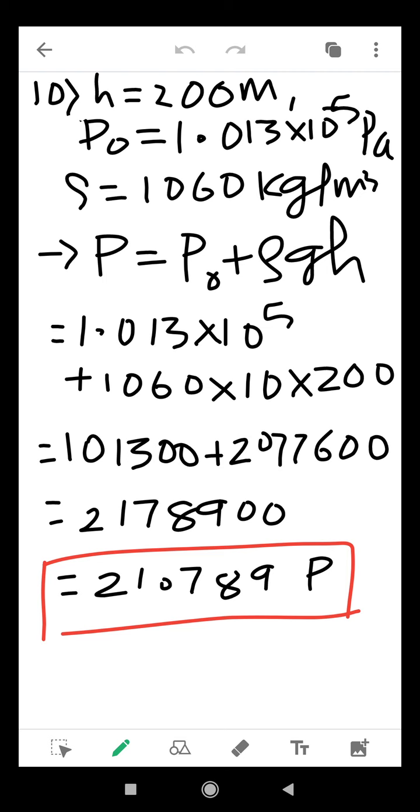I hope you understood this problem. So we'll see the next problem, that is problem number 11.